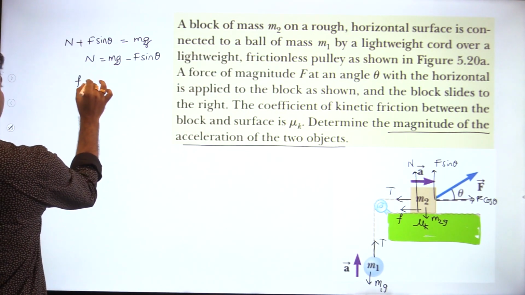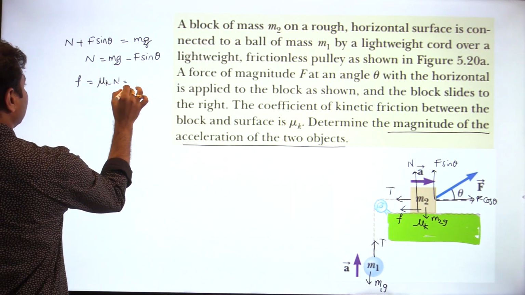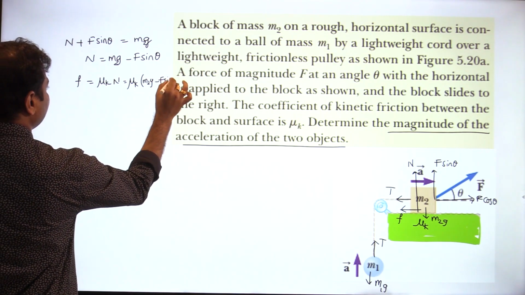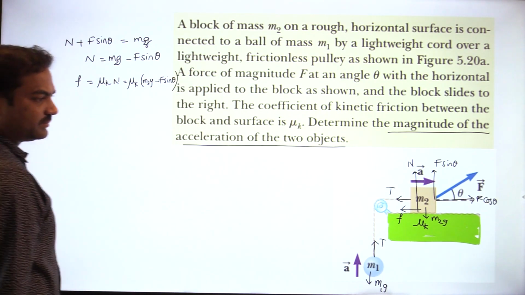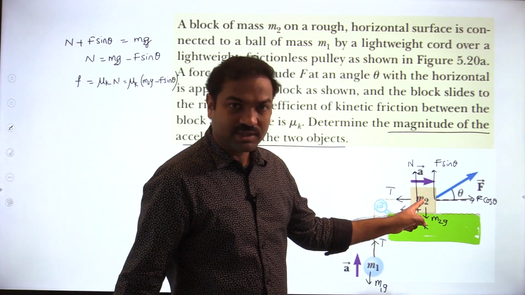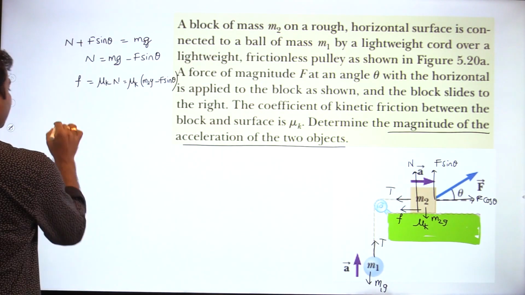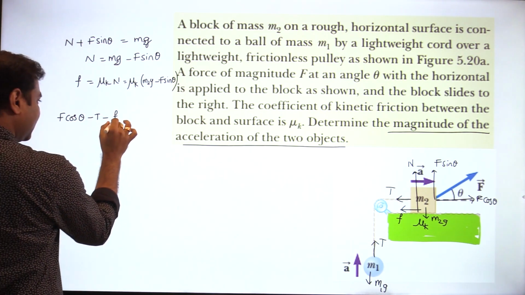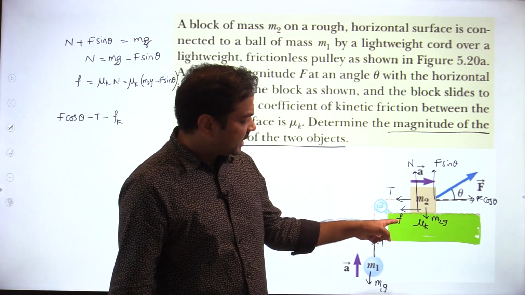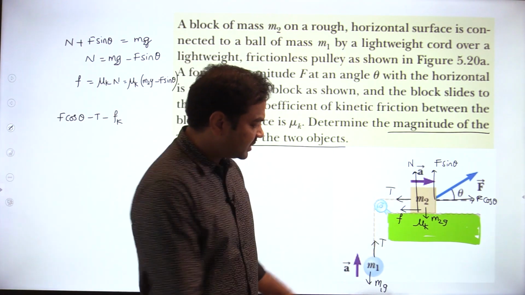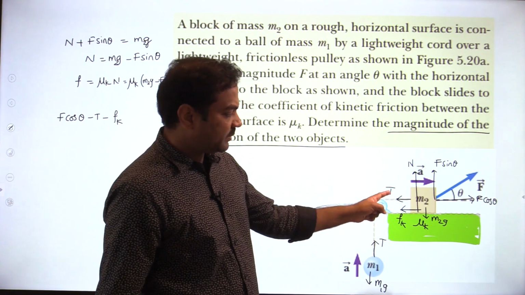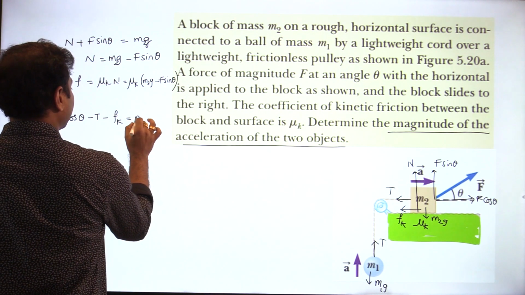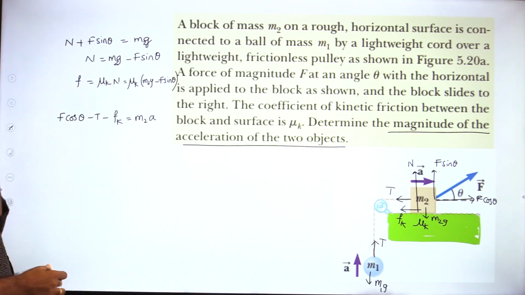Then what is the friction value? The friction value is equal to mu k into the normal reaction. So mu k into (m2g minus F sin theta), you can write if you want. That is the friction value. Now how do we write the equation for the acceleration of the M2 block? The forward force is F cos theta, and the backward forces are the tension T and the kinetic friction, both acting backward. That's why I wrote F cos theta minus T minus Fk, or minus of (T plus Fk), is equal to M2 into acceleration. That is one equation.